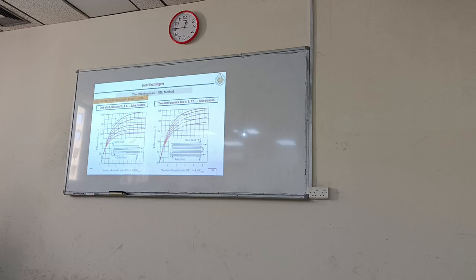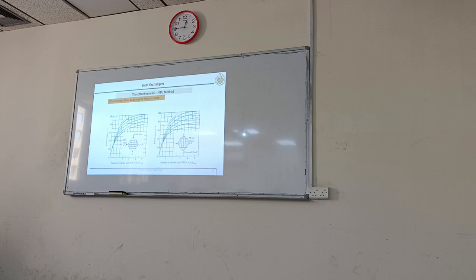This is now 1 shell, 2, 4 tube passes. This is 2 shell, 4, 8, 12 tube passes. Same thing, effectiveness as a function of NTU. Here is the C, small c. This is for cross flow. Both fluids unmixed here. One is unmixed, other is mixed.